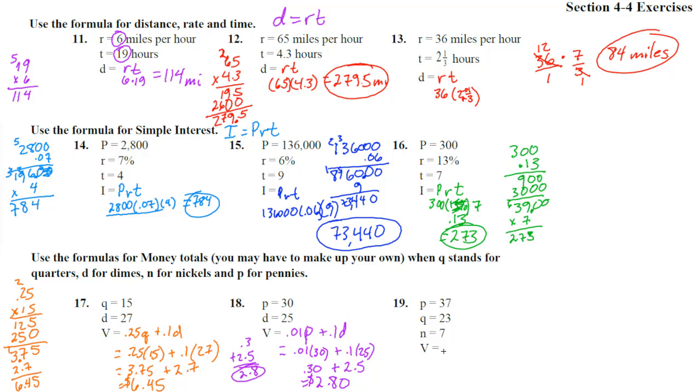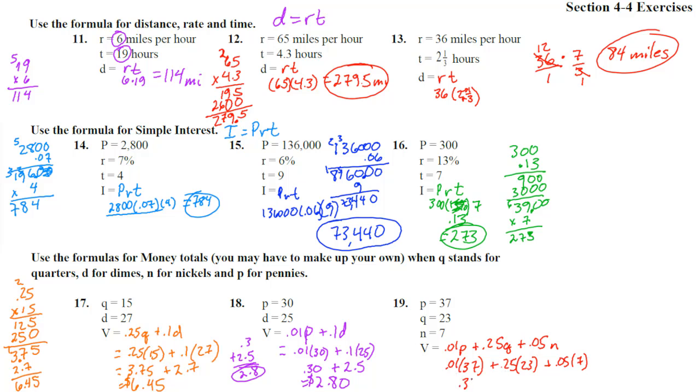So this is 0.01 for the pennies, plus 0.25 for the quarters, plus 0.05, that's 5 cents for every nickel. So we get 0.01 times 37, so 37 pennies, and then we separate those quarters out, and we get 25 cents for 23 quarters. Multiply that, and that'll give us the money in the quarters, and then plus 0.05, and we have 7 nickels. This one's going to be easy.